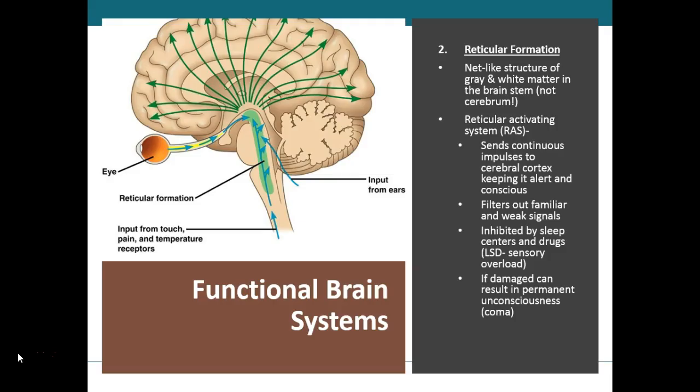A second functional brain system we want to examine briefly is the reticular activating system, sometimes called the reticular formation. It's a net-like structure of gray matter and white matter within the brain stem, not within the cerebrum, but we consider it here as we're looking at these functional areas.